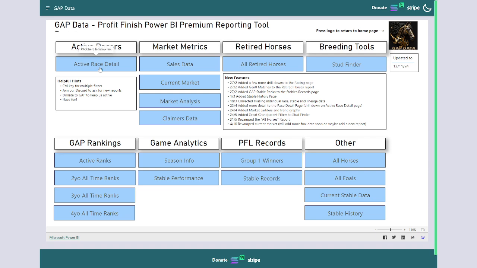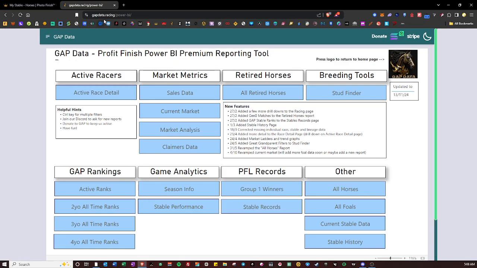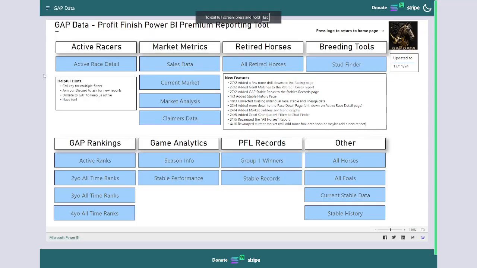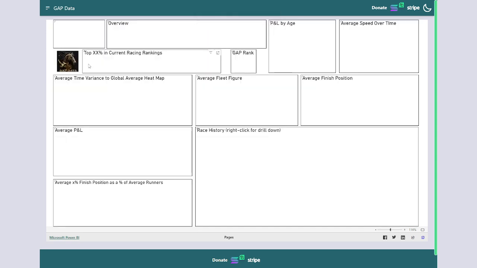It's all me, eh? All right, let's have a look at your screen here. So when you go to Gap Data, gapdata.racing/power-buy, you'll get to this screen, right? Is that the screen you get to? Okay, perfect. Then you click on active race detail, the top left, that one there.